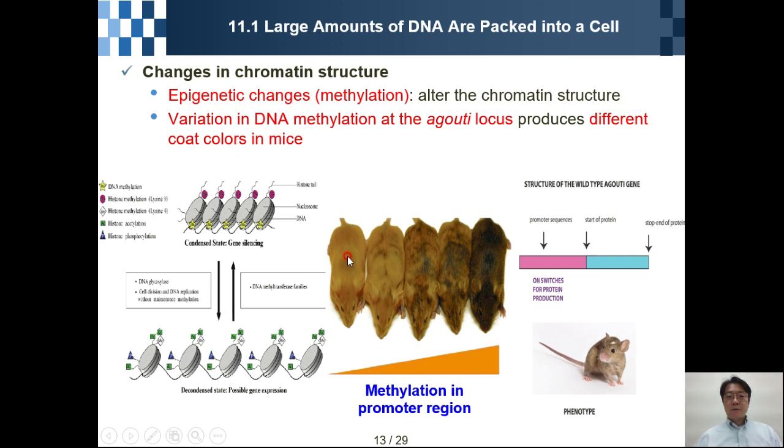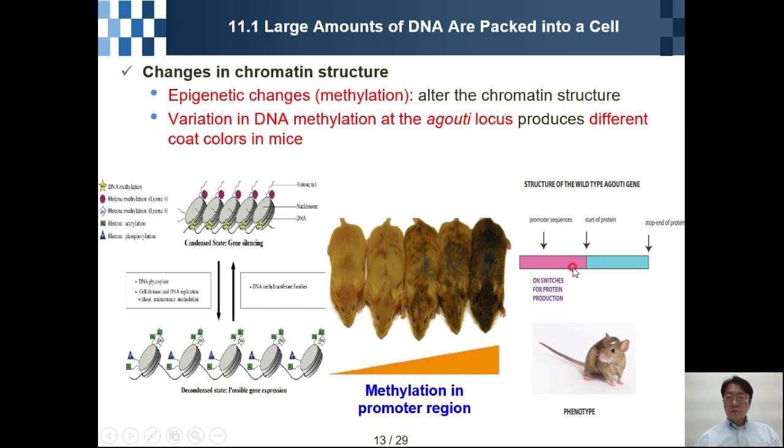So this is the mouse coat color, the agouti locus. This is the structure of the wild type agouti gene. If the agouti gene is actively transcribed, the coat color will be brown. If the agouti gene is not actively transcribed, there is no expression, and the mouse will have a black color like this.